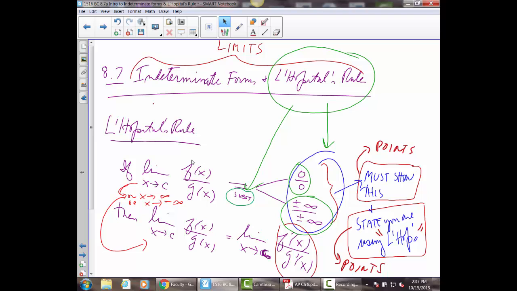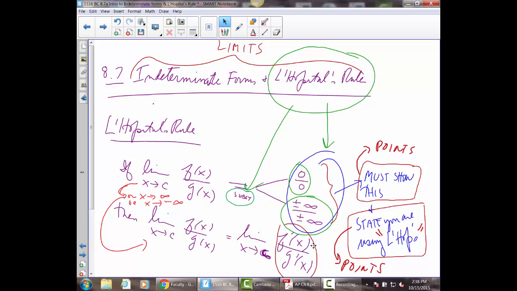If you have a limit of a fraction, and when you do substitution you get 0 over 0 or an infinity over an infinity, then you have the right to use L'Hopital's rule, which says that that limit is going to equal the limit of the derivative of the numerator over the derivative of the denominator. Do be careful, we're not talking about the derivative of the fraction, which would be the quotient rule. We're actually talking about what people wish the quotient rule was, which was just take the derivative of the top over the derivative of the bottom.